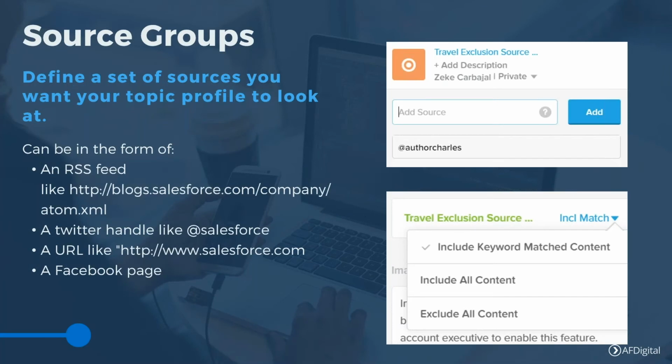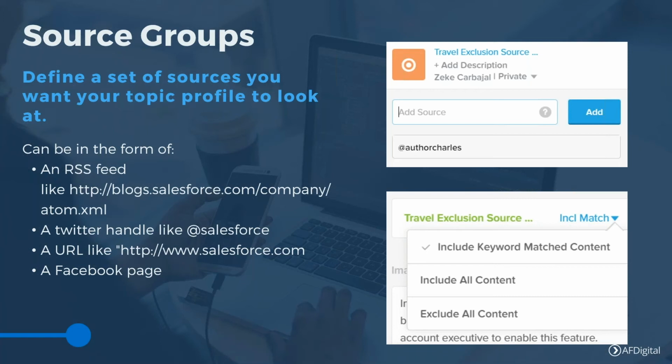And then another key component when it comes to building topic profiles is what we call the source groups. So source groups allow you to define a set of sources that you want your topic profile to specifically look at. So it can be the form of an RSS feed, such as what you're seeing here, the XML link that you're seeing here, a Twitter handle, so basically a person or an account within Twitter. You can include that as a source group, or a URL, maybe a website, and also a Facebook page using the Facebook ID or the name of that particular Facebook page. And then you have an option whether you want to exclude that content or include all of the content coming from that source, or include only the keyword matched content.